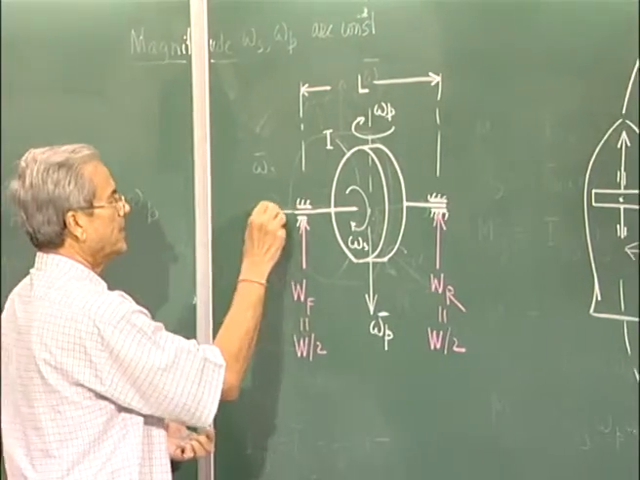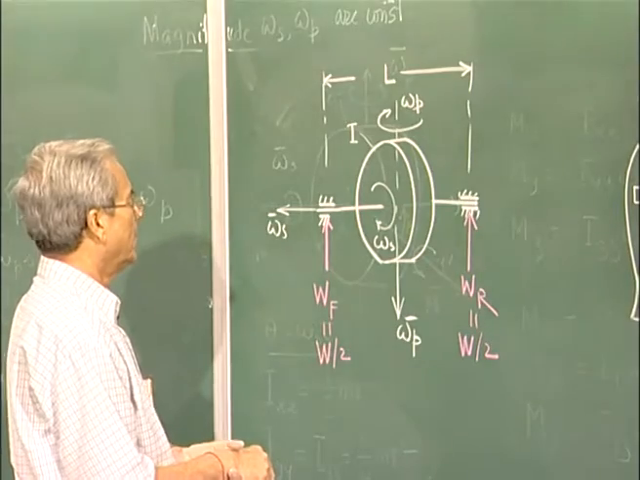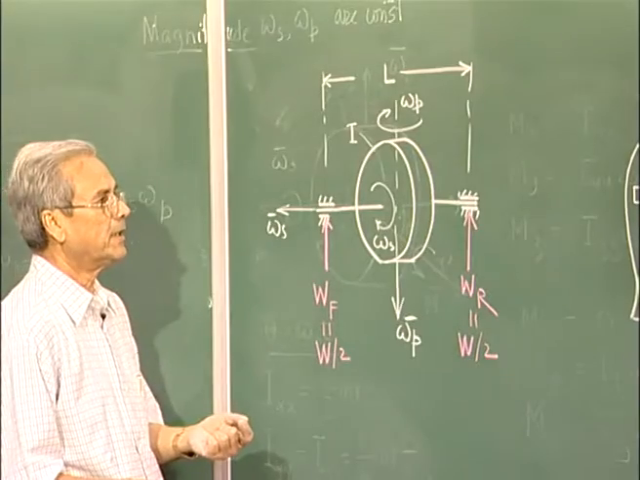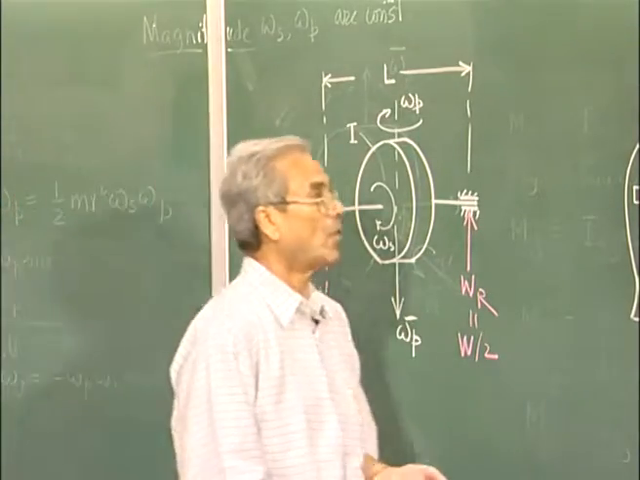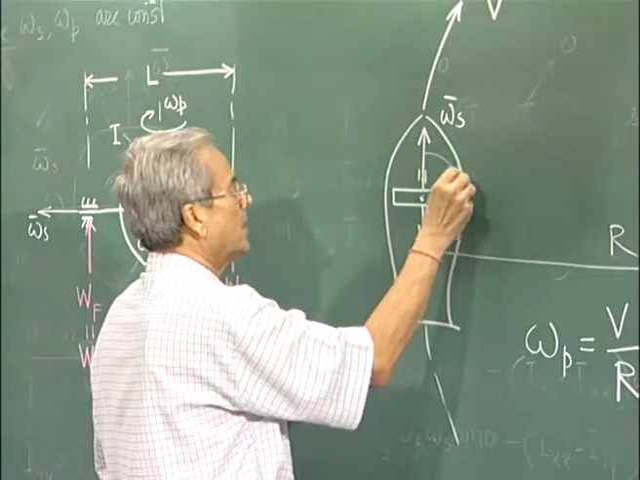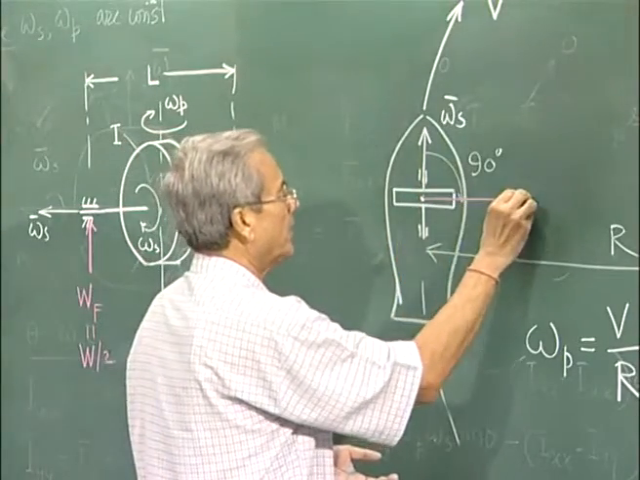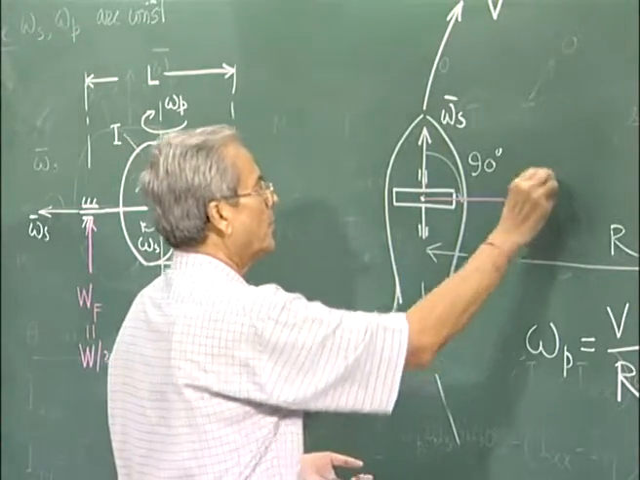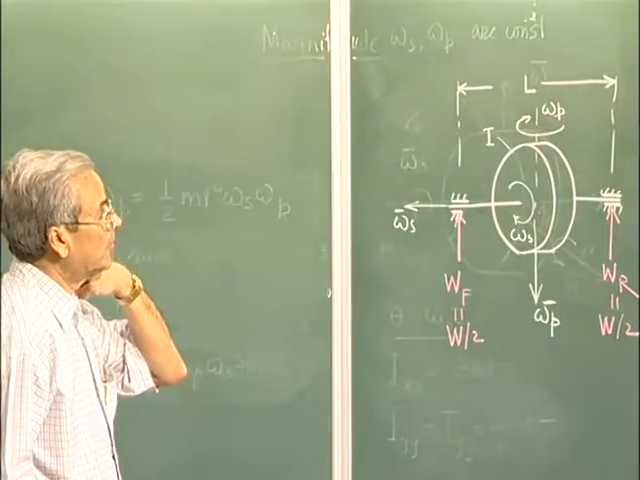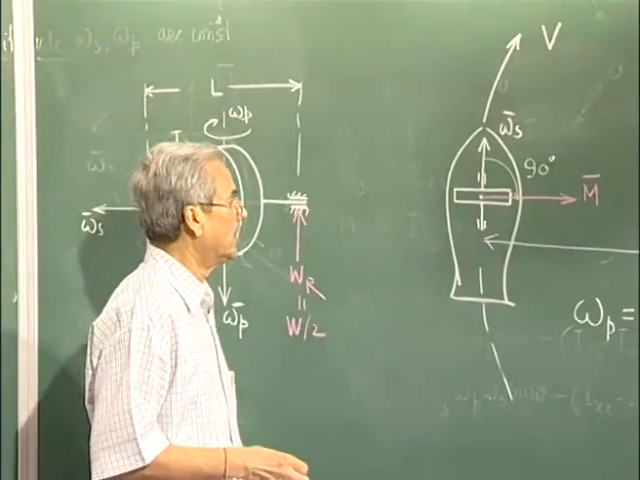And this is omega s. So we have seen that if you rotate the spin axis in the direction of precession by 90 degrees, you get the torque direction. So if you rotate the spin axis by 90 degrees in the direction of precession, you get the moment vector direction. So the moment vector will be this. That is, this is the moment which must be applied on the body to produce this motion.